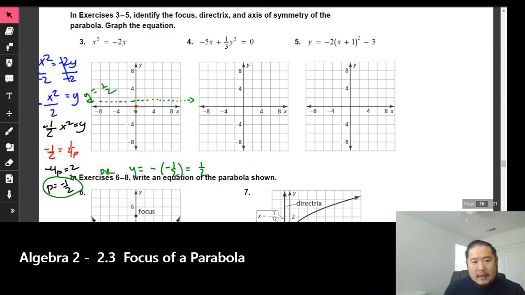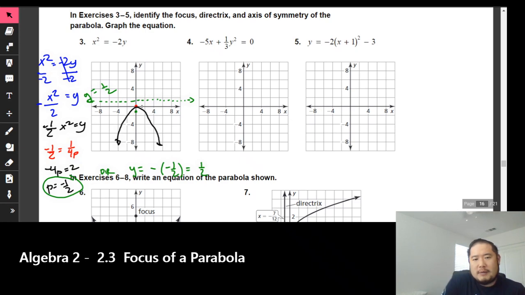So bottom line, if this is the vertex and this is our focus, my parabola should be going downwards, something like this. And it should probably be pretty wide, or wider, because my a value is less than 1 and greater than 0. All right, so we have our equation all taken care of.